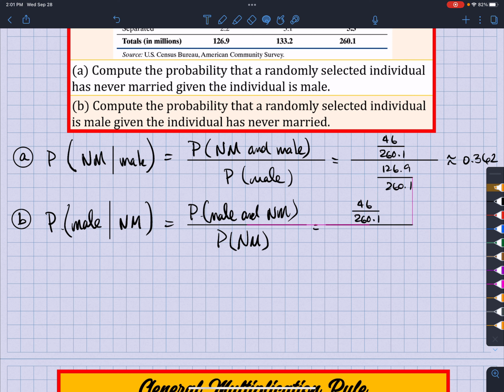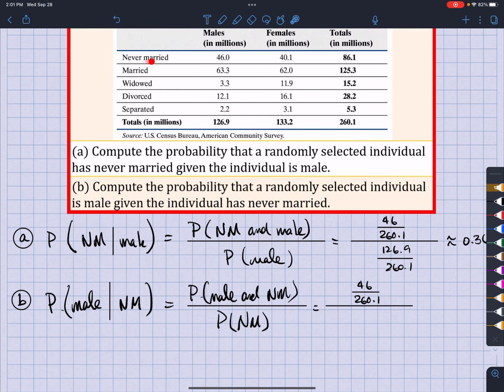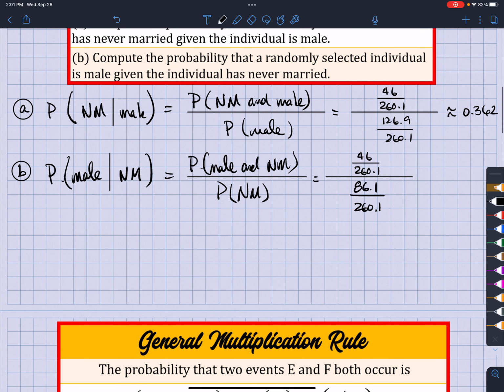This part is exactly the same. It's the denominator that's going to change. Never married, never married. That is 86.1 over 260.1. Okay, so that is going to give me a different approximation, which is 0.534. All right, so that's the reason why I say you might want to write it in this order, so that you know what to put on the bottom.